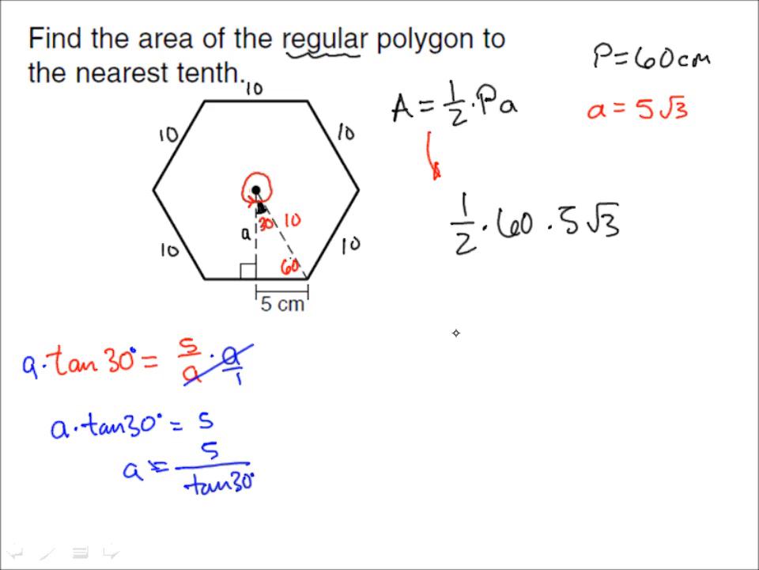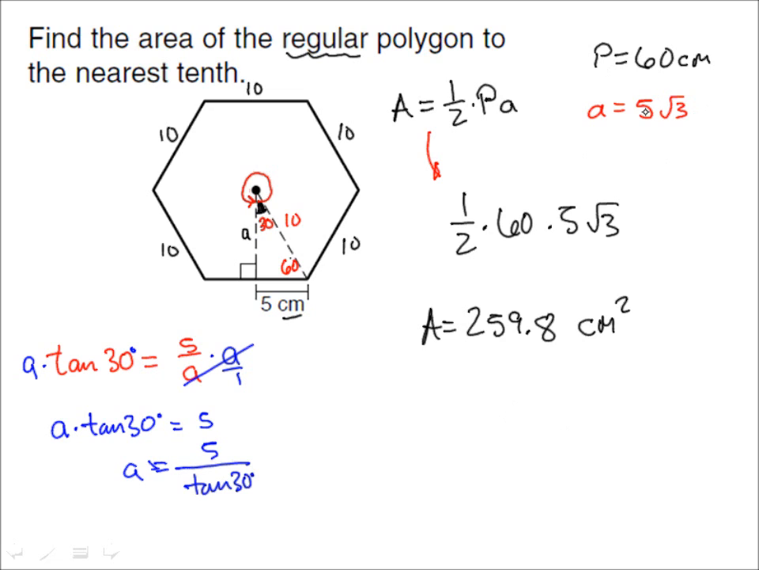And of course 30 times 5 is 150, so I have 150 times the square root of 3. And that looks like, to me, 259 to the nearest tenth, 259.8. The area equals 259.8. And again, since our units were in centimeters, and this is an area, these are square centimeters.